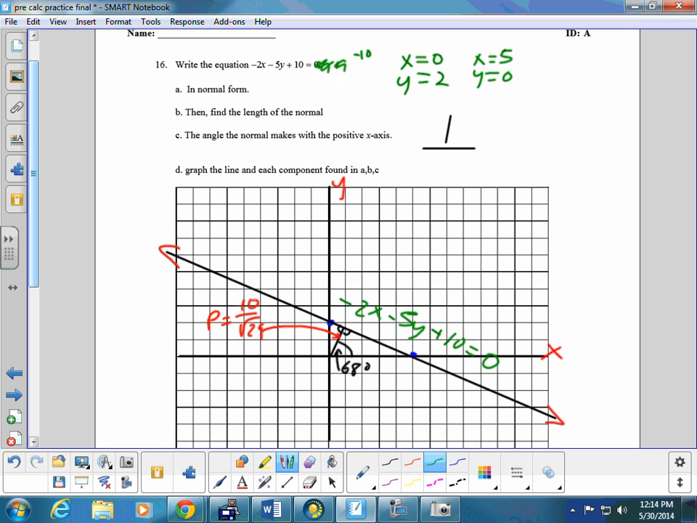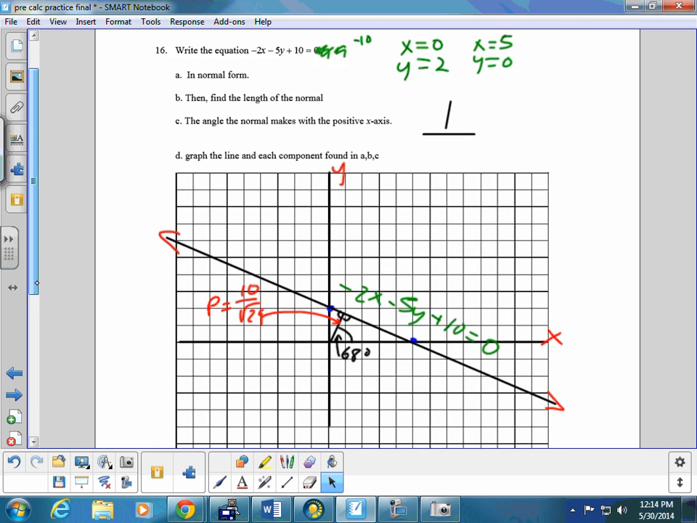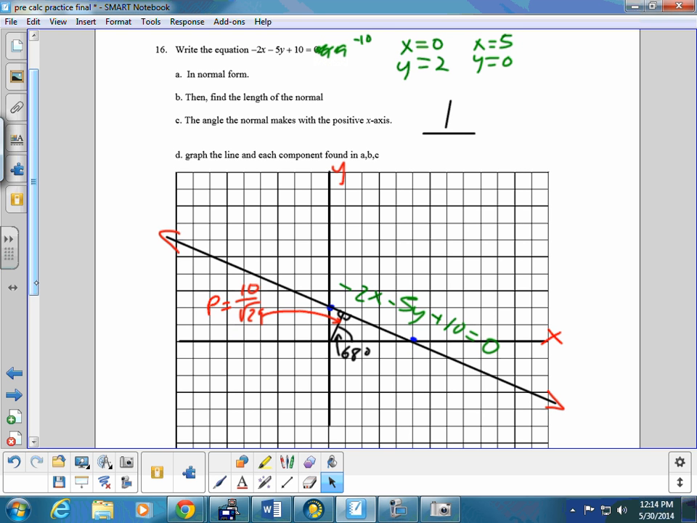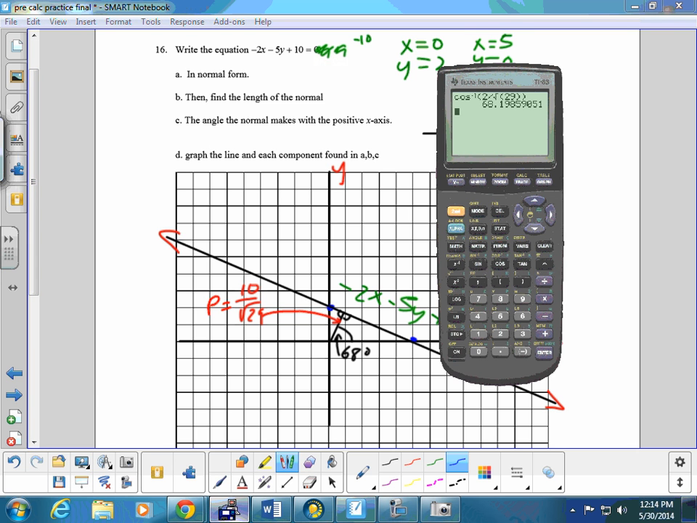So when you graph the line, that should reaffirm that you found the normal right and the degree right. Theoretically, I could go on my calculator and do 10 divided by radical 29, which is 1.85.